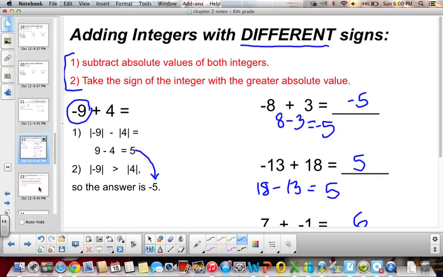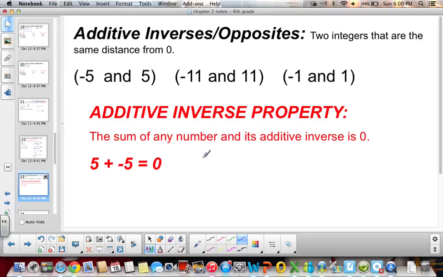And then the last thing that we're going to talk about is additive inverses or opposites. Opposites are two integers that are the same distance from 0, or basically opposites. You can see -5 and 5 are opposites. They have opposite signs. -11 and 11, -1 and 1. So if we picture a number line, we know that 1 and -1 are both one step away from 0.